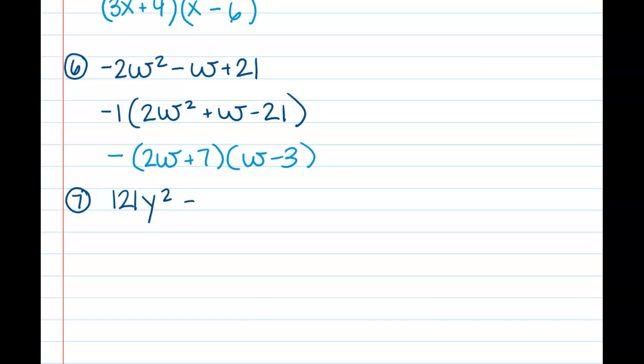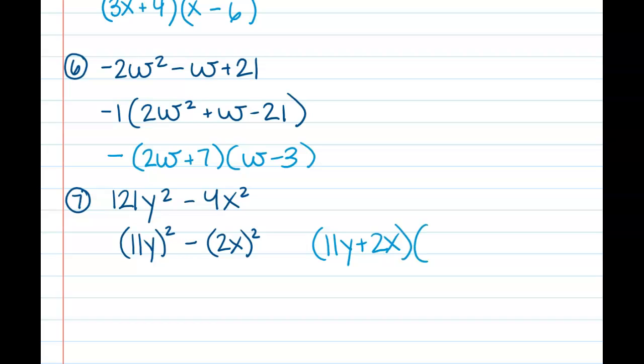121y squared minus 4x squared. When you have two terms and you can write it as something squared minus something squared, that's difference of squares. So 11 squared is 121, so I can write this as 11y squared, and then 2 squared is 4, so minus 2x squared. And I know this factors, because of the difference of squares formula, pattern, whatever you want to call it, into 11y plus 2x times 11y minus 2x.